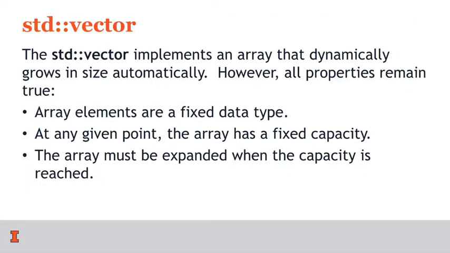We saw earlier the standard vector, and the standard vector is something in the standard template library that implements an array as a dynamically growing array. What that means is that internal to the vector, when the vector's capacity reaches the size of the array and it needs to add another element, it has to go about resizing itself. So all of the things you just saw is true about a vector. The vector has a fixed size. The vector has a fixed capacity. Whenever the size reaches the capacity, then we have to expand the vector.